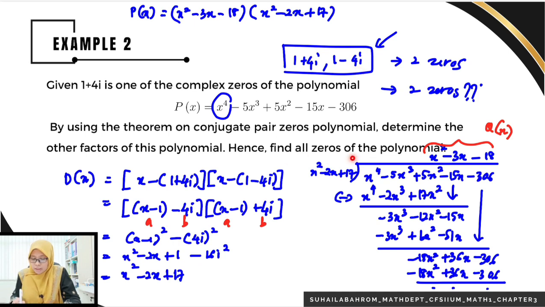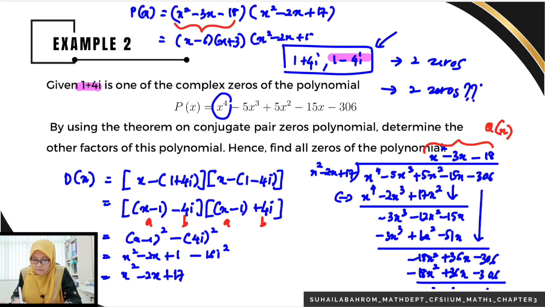The question here is to find all the zeros. One of the zeros we know should be 1 minus 4i, which is the remaining zero other than 1 plus 4i. The other two zeros come from this quotient, so you have to factorize it completely. Factorizing this quadratic, you will get x minus 6 and x plus 3.